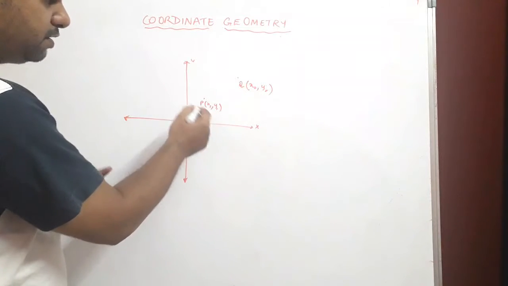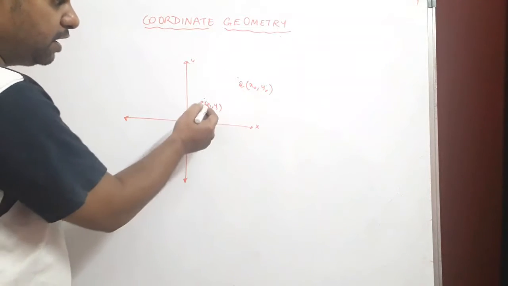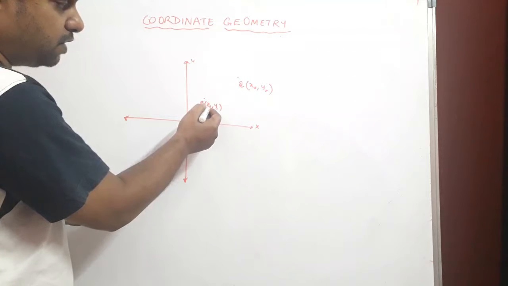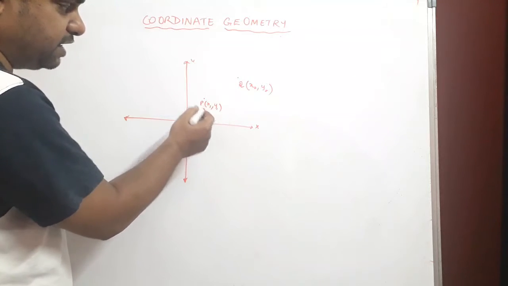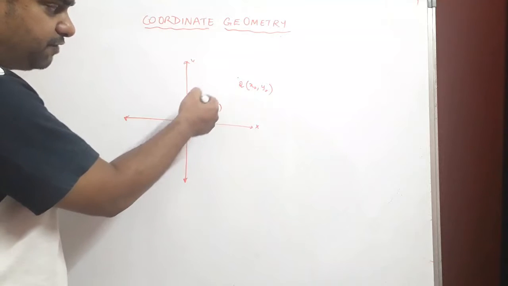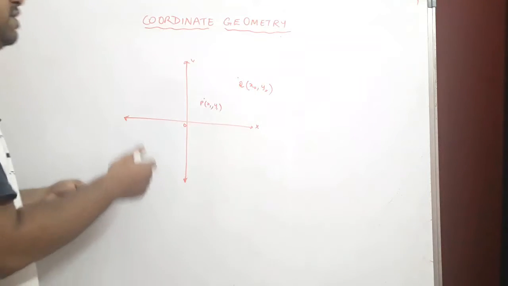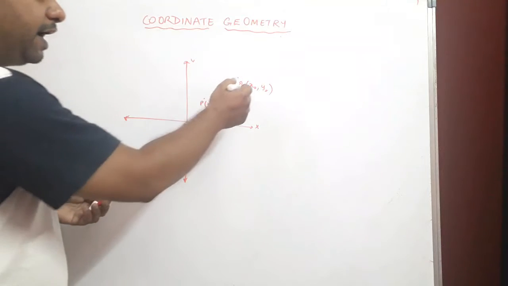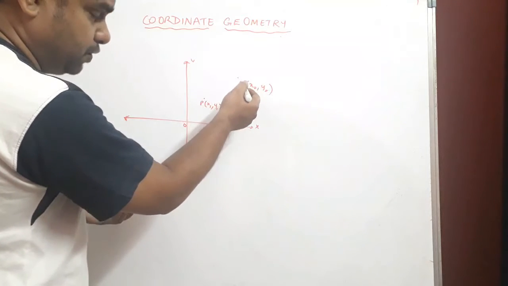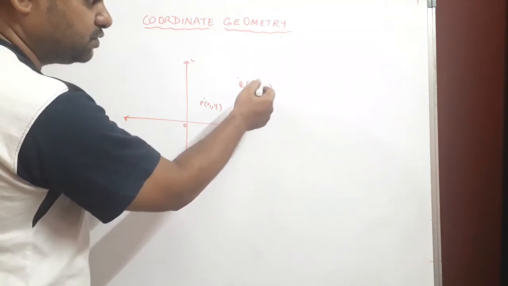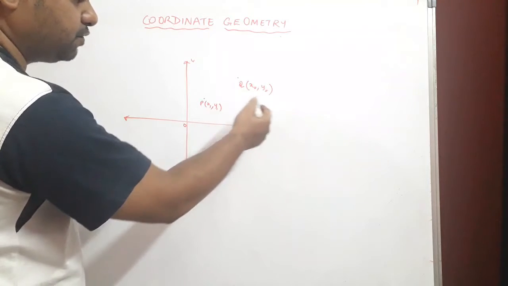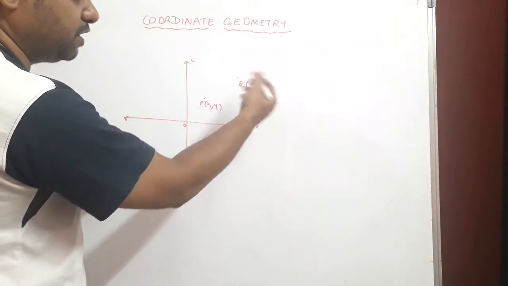One is P. I'm just giving it a name P to highlight the fact that there are 2 coordinates there. The name I've given to the point is P, and the coordinates are x1 comma y1. We don't know what it is, it can be anything. And we have taken another point Q whose coordinates are x2 comma y2. So to distinguish between the two, I've taken x1, x2, y1, y2.